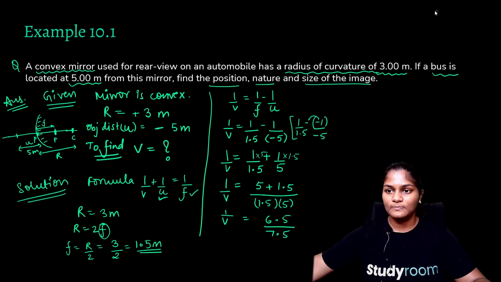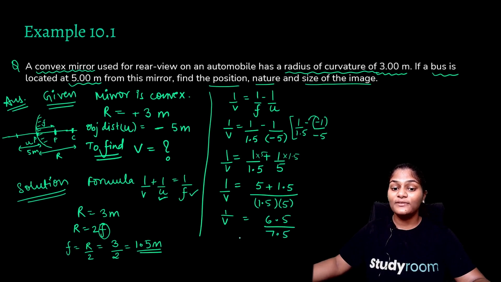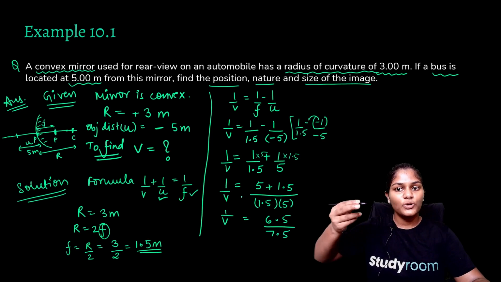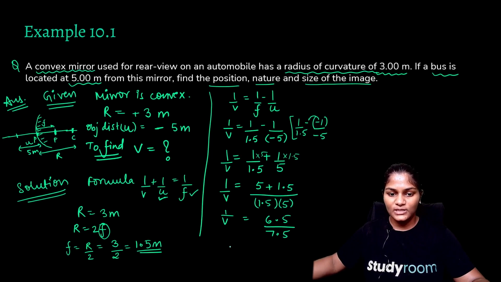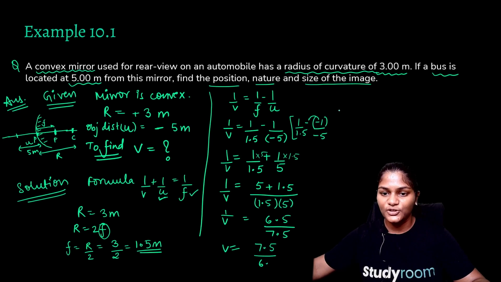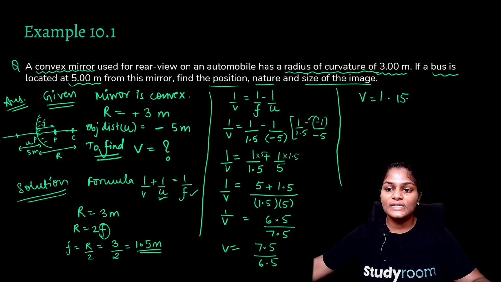Okay. So now if we want to find V, what would V be? We just have to take the reciprocal of this number, which is V is nothing but 7.5 upon 6.5. And when you divide it, you get V is equal to 1.15. Okay, so this is the answer that you get. V is equal to 1.15.